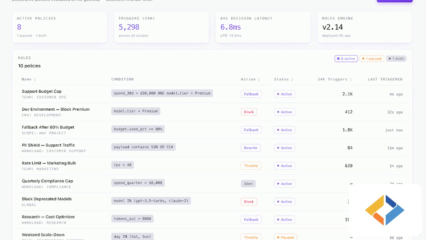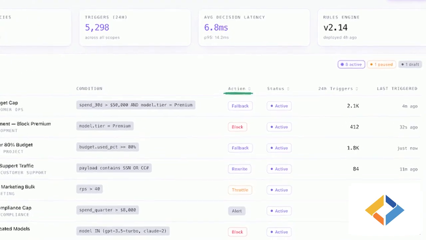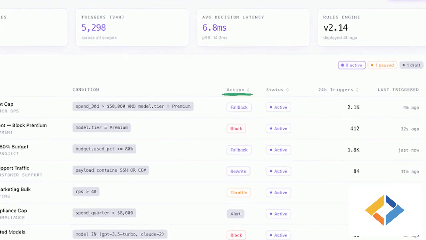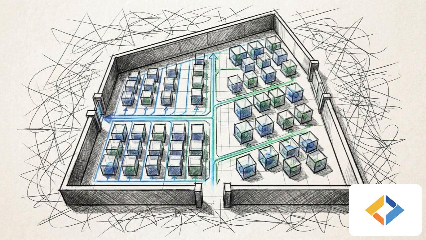This screen shows the active rules engine. The gateway actively enforces these policies to rewrite prompts, throttle speed, or block non-compliant requests entirely, executing decisions in under 10 milliseconds. The organization enforces its compliance requirements internally before any data leaves the local network.